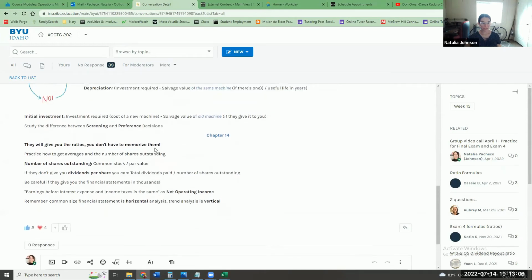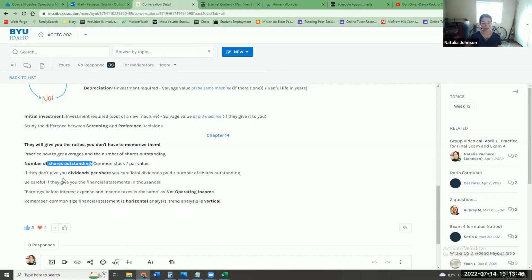Now for chapter 14, they'll give you all the ratios, but I think it's good practice to do the practice problem of chapter 14, because it's a long question covering all the ratios. I think the trickiest thing is finding the number of shares outstanding: take the common stock from the balance sheet and divide that by the par value, and that gives you how many shares there are.